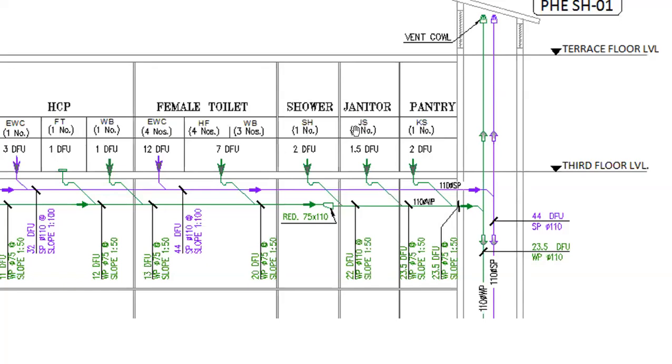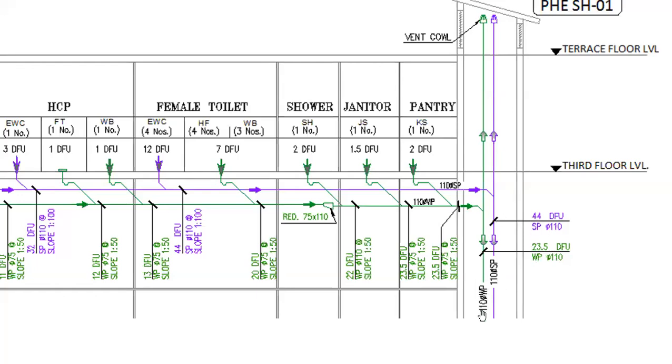Again, here from the janitor, one janitor sink is connected to our waste pipe. For the janitor sink, you have to take 1.5 drainage fixture units. If you add this one to 22, plus 1.5 is 23.5 drainage fixture units. After that, pantry sink is also connecting. For the pantry sink, two drainage fixture units, 23.5 plus 2, 25.5. Here there is a mistake. Same thing only they have mentioned. Actually, instead of 23.5, 25.5 will come. So like that only.